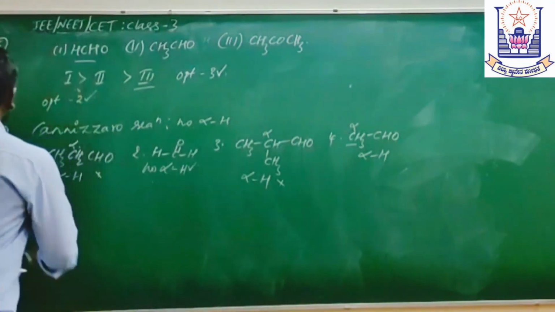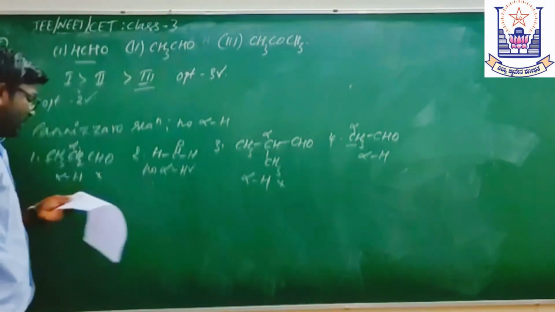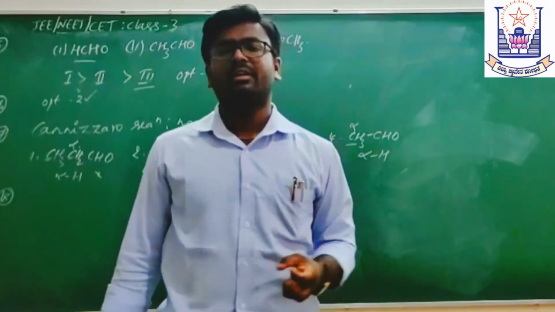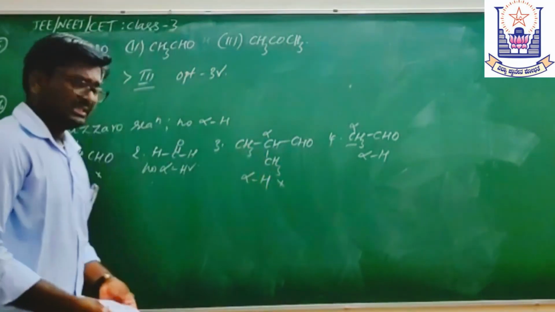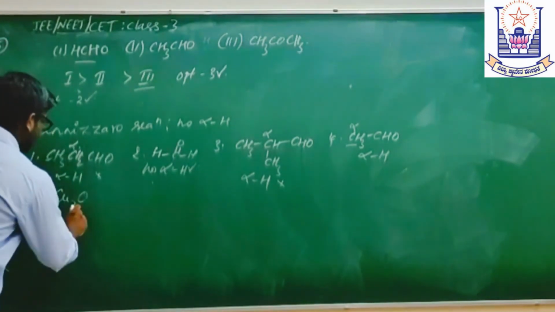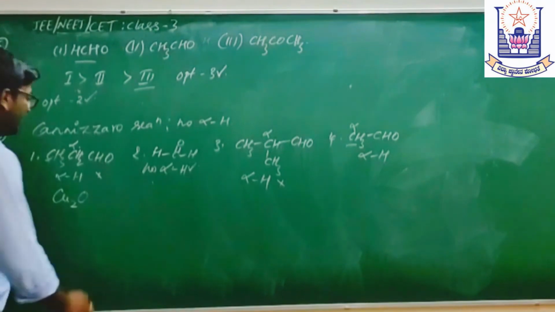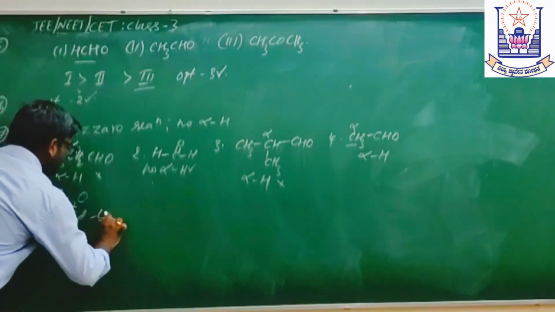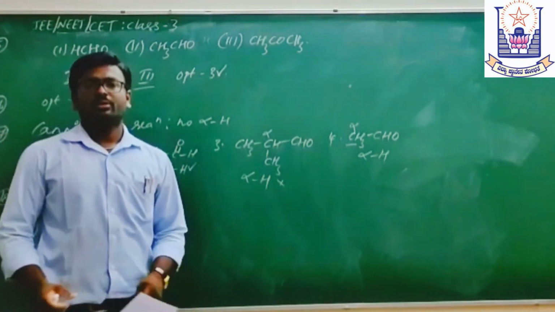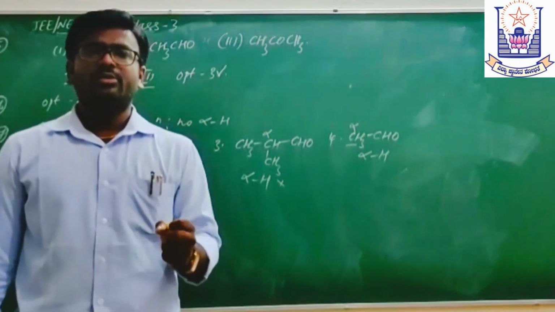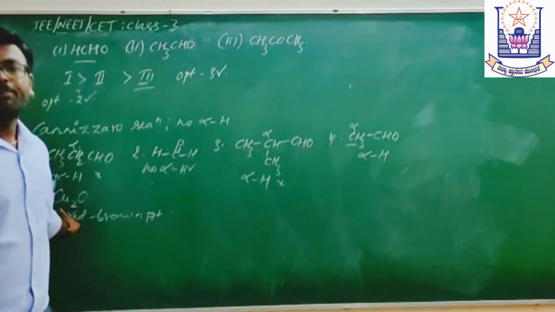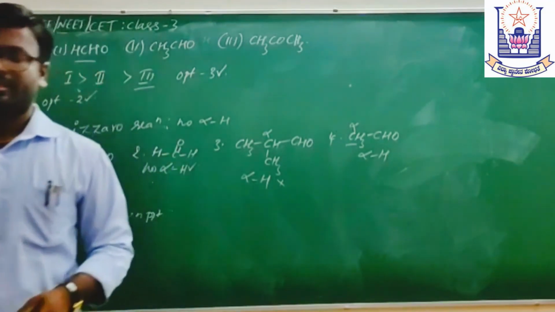Come to question number 18. When acetaldehyde is heated with Fehling's solution, it gives a precipitate of... So in the Fehling's test, a precipitate of Cu2O is formed. This is called cuprous oxide, a red or brown precipitate. So in the Fehling's test, what is the observation? Colorless to red-brown precipitate due to the formation of cuprous oxide.